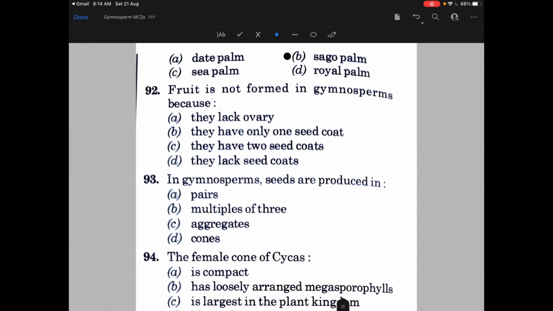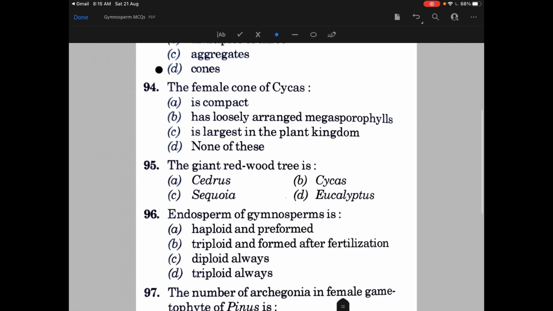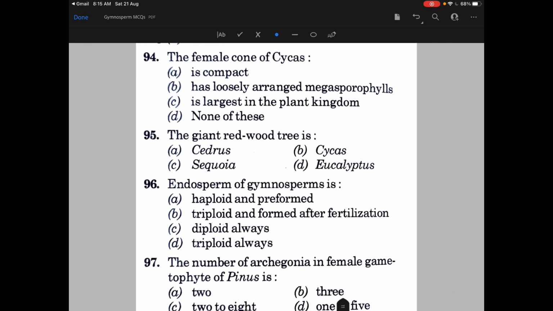Next, fruit is not formed in gymnosperms because dash, because they lack ovary. The answer is A. Next, in gymnosperms seeds are produced in dash. The answer is D, that is cones. The female cone of Cycas has loosely arranged megasporophylls. The giant redwood tree is dash, and the answer is C, that is Sequoia.